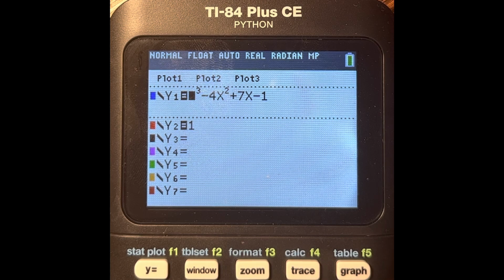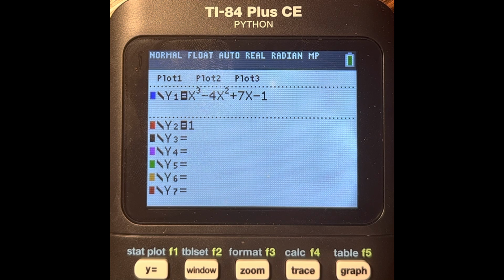All right, on the calculator, we can basically solve any equation we would like by using the graphing technique, where we graph the left side of the equation, the right side of the equation, and then we calculate their intersection point. So in y1, I've typed in our original function, x to the third minus 4x squared plus 7x minus 1. And in y2, I typed in what we want that to equal. We want that to equal 1.